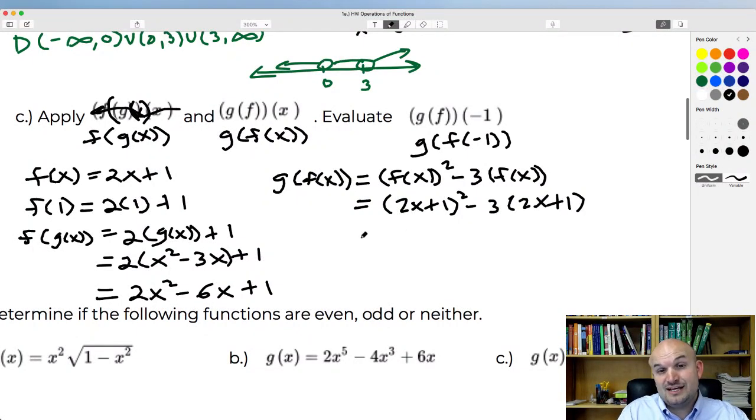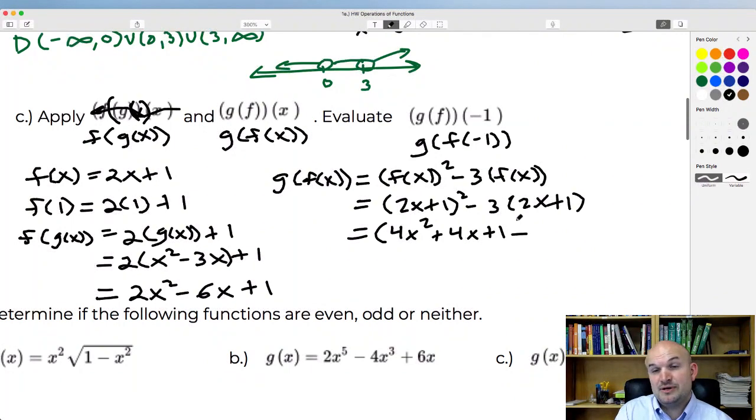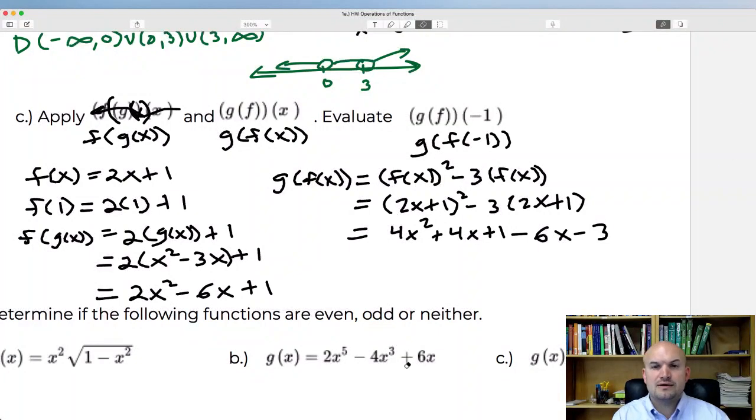Okay, so now I can expand this. I'm not going to work this out for time purposes, so I'm going to expand 2x plus 1 squared. So let's see, that's going to be 4x squared, 2x times 2x is 4x squared, plus 1. And then now apply the distributive property here. So I have negative 6x minus 3. Okay, and now it's basically just going to be combining like terms.